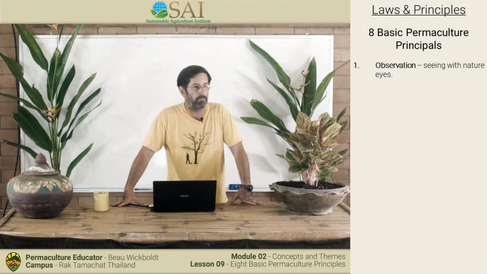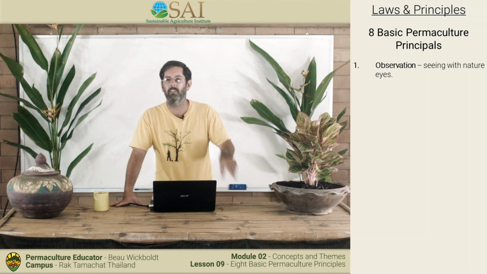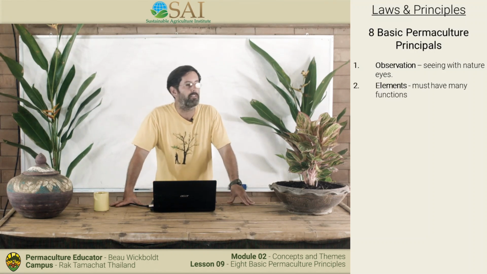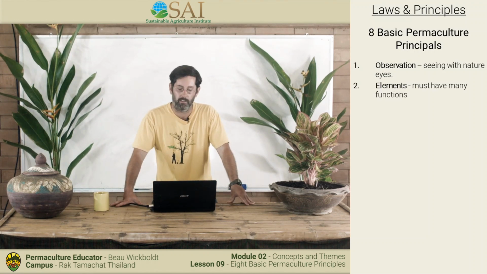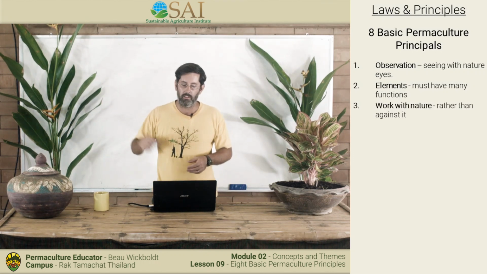So the 8 basic permaculture principles that you can apply. Observation, what does that mean? Seeing with nature's eyes. Try to see how nature does it. Elements, what have many functions? So we need our elements to have many functions. Work with nature rather than against it.